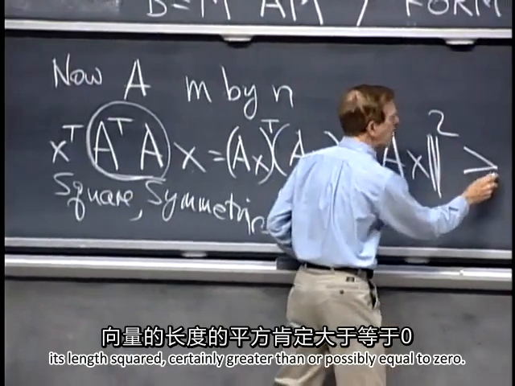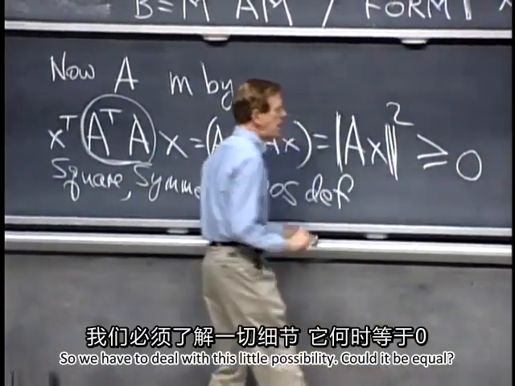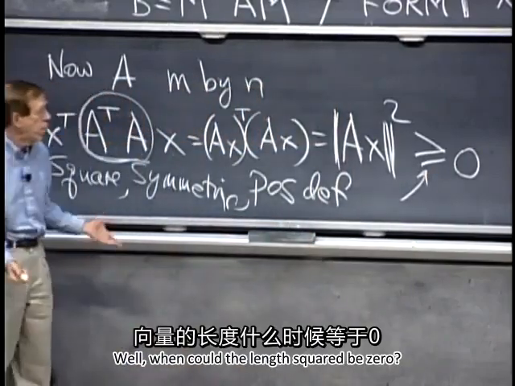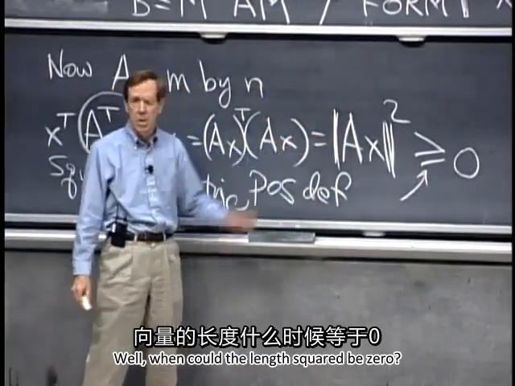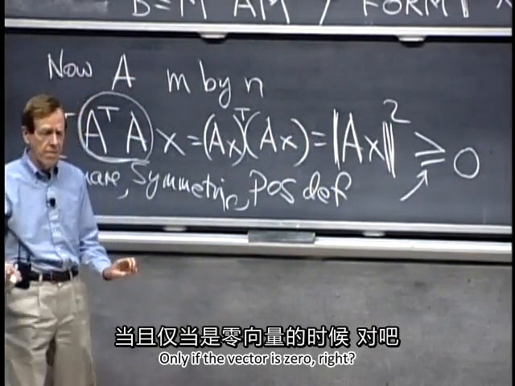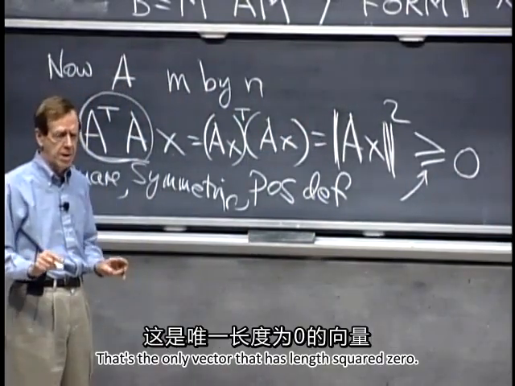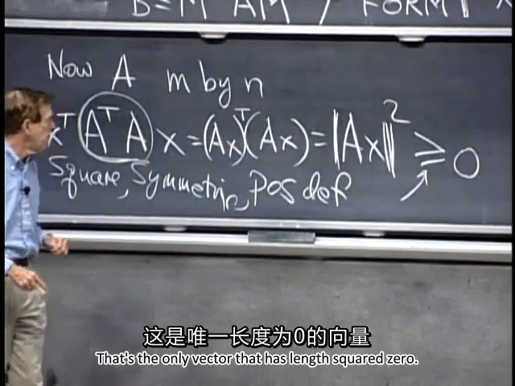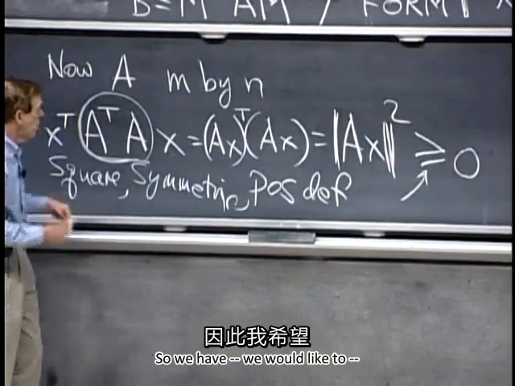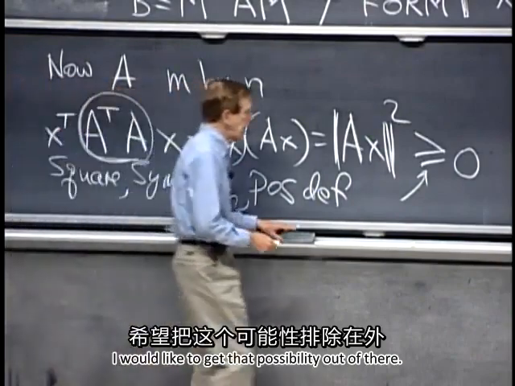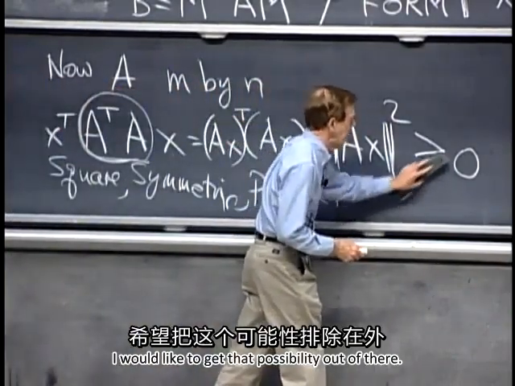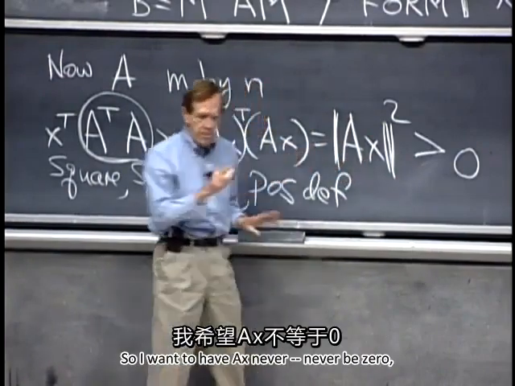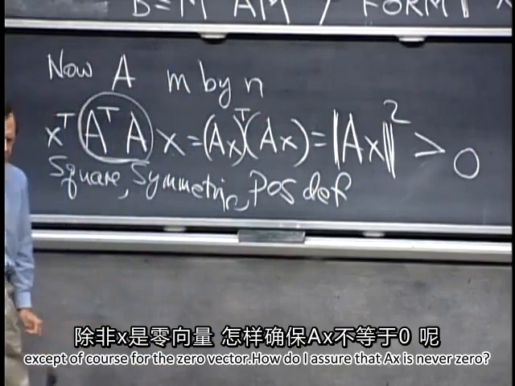certainly greater than or possibly equal to 0. So we have to deal with this little possibility. Could it be equal? Well, when could the length squared be 0? Only if the vector is 0, right? That's the only vector that has length squared 0. So I would like to get that possibility out of there. So I want to have AX never be 0, except, of course, for the 0 vector.